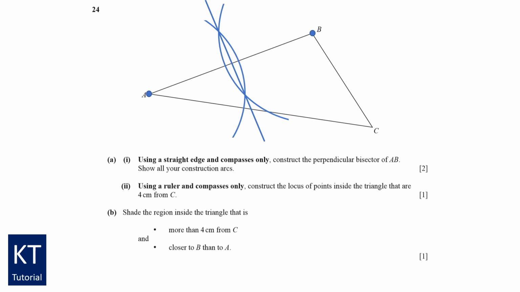Next, using a ruler and compasses only, construct the locus of points inside the triangle that are 4 cm from C. Here you want to position the compass at 4 cm apart and inscribe an arc from position C. Next, shade the region inside the triangle that is more than 4 cm from C and closer to B than to A. The required region is as shaded on the diagram in blue.